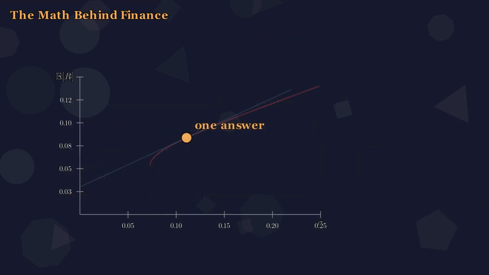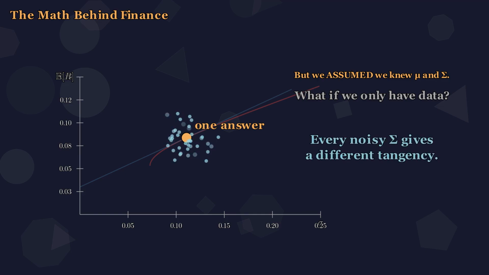But here's the catch. Every number in this episode assumed we knew the true covariance matrix perfectly. In reality, we estimate it from a finite sample of noisy historical returns. And small errors in the inputs become large errors in the outputs. Every slightly different estimate gives a slightly different tangency. What looked like one optimal answer turns into a cloud of possible answers. When you can't solve it, simulate it.